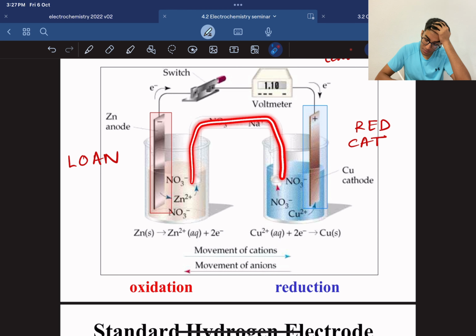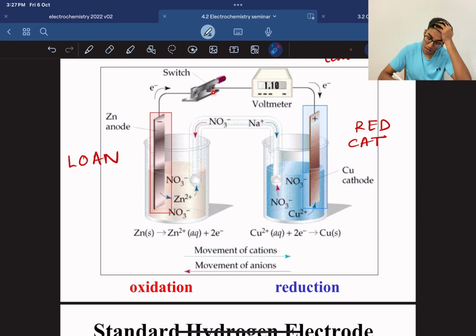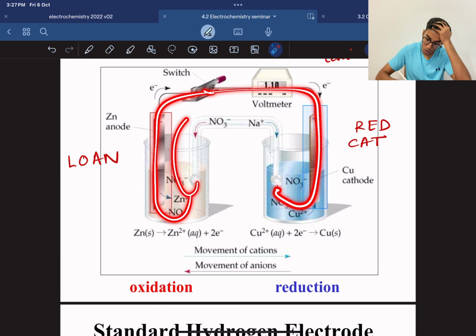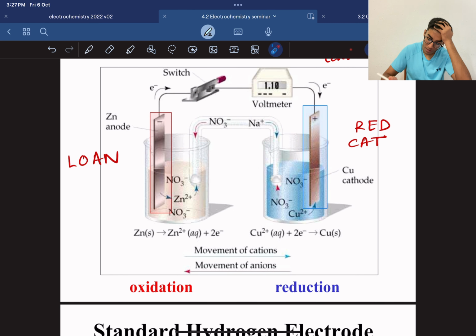And this is something called the salt bridge. We use the salt bridge to maintain the circuit, to complete the circuit. If this wasn't there, this is the circuit, right? But if this wasn't there, then this would just be this. What about this area? It's not even there. There's no movement.